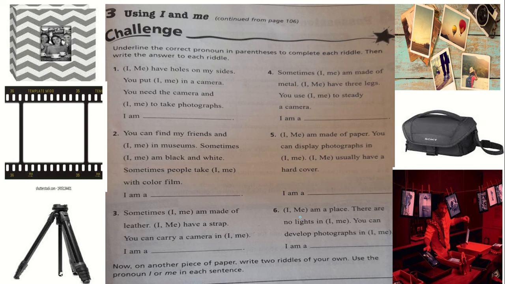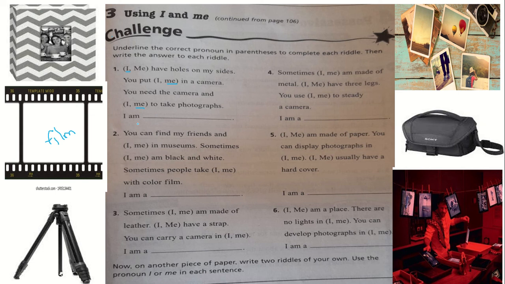I am. Okay, in the first one, it's the subject. I have holes on my sides. You put me in a camera. You need the camera and me to take photographs. I am a film. This is a film, okay? Film or camera roll. So you will write film. The pictures here will help you to write the answers.